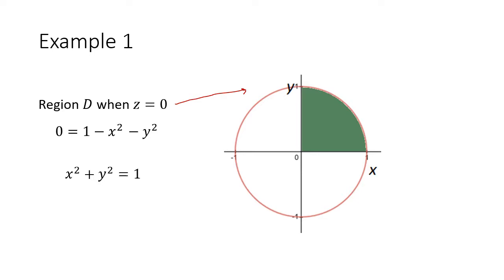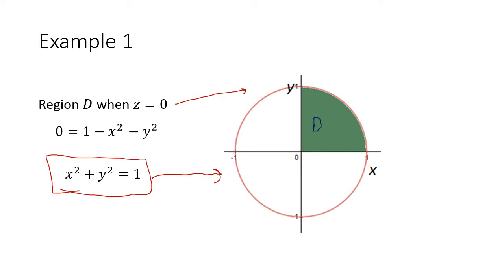And so I get 0 equals 1 minus x squared minus y squared. Hopefully at this point, every time you see x squareds and y squareds, you're thinking there's got to be a circle built in there somewhere. Clearly if I add the x squared and the y squared to both sides, I get x squared plus y squared equals 1, which is of course my unit circle. So my projection in the xy plane is just my unit circle, except we're bounded in the first octant, which also corresponds to our first quadrant. So my region D is going to be that shaded region in green.